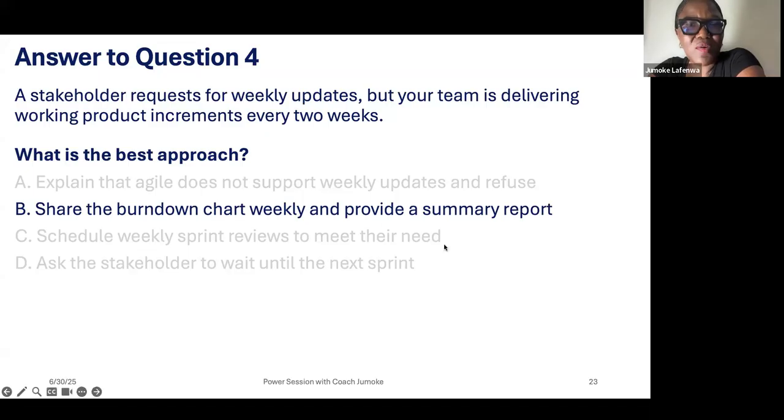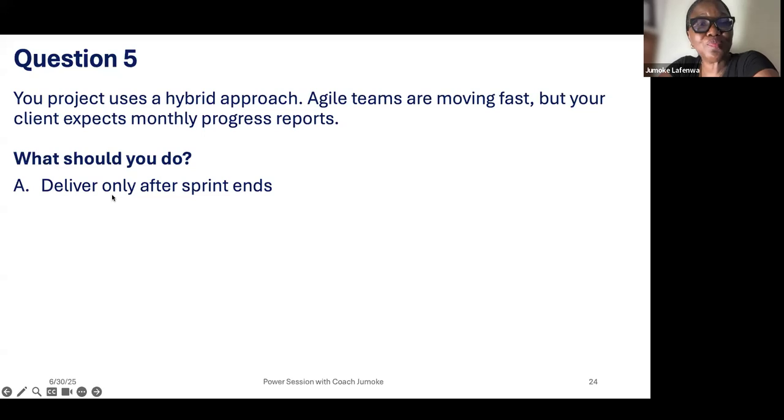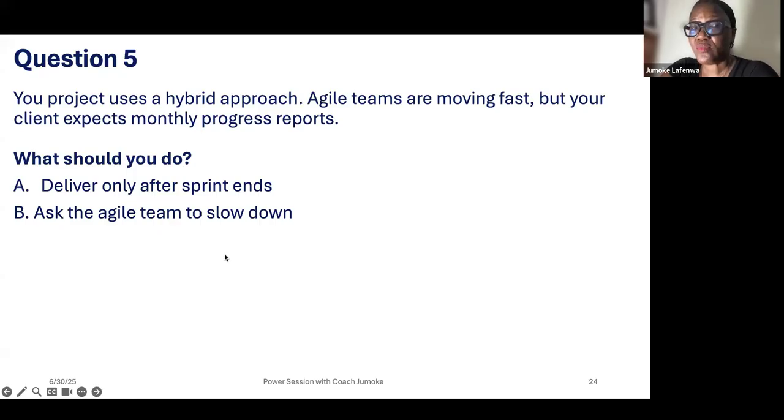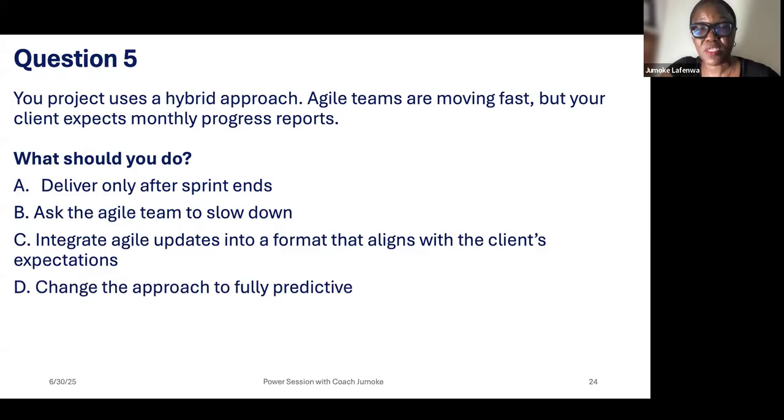Now, question 5. Your project uses a hybrid approach. Agile teams are moving fast, but your clients expect monthly progress reports. What should you do? A, deliver only after sprint ends. B, ask the Agile team to slow down. C, integrate Agile updates into a format that aligns with the client's expectations. And D, change the approach to fully predictive.